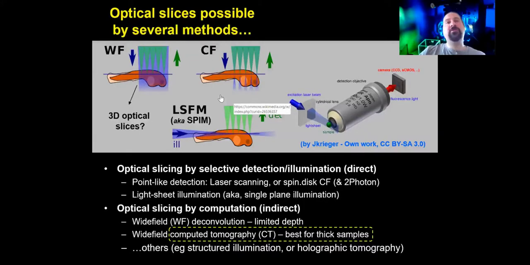The disadvantage of confocal microscopy is that you're still illuminating the whole sample, and you're subjecting all of the cells and all of the tissues, even the ones that you're not imaging, to very intense irradiation, which is not very healthy.